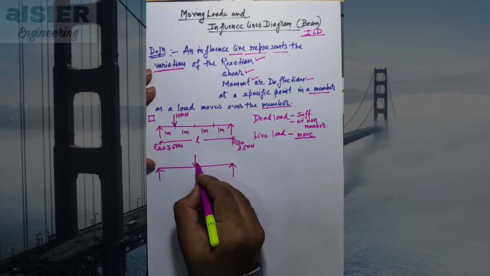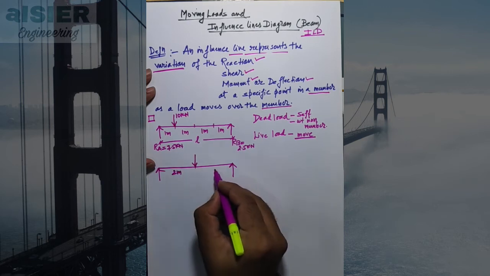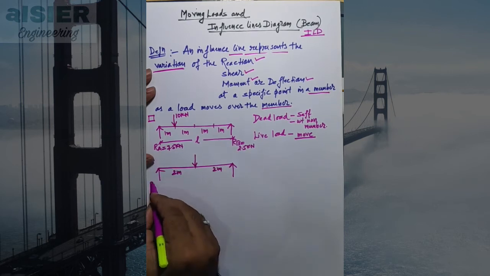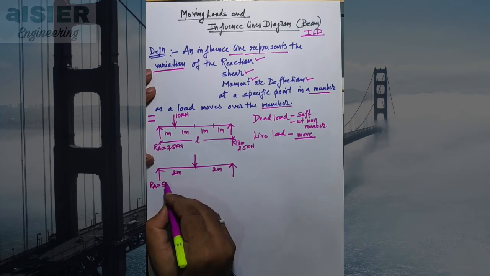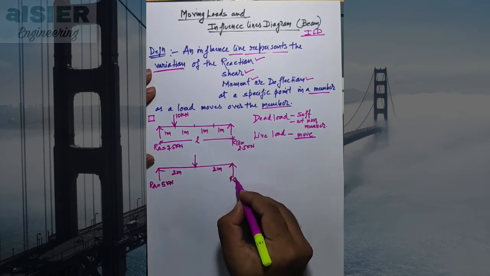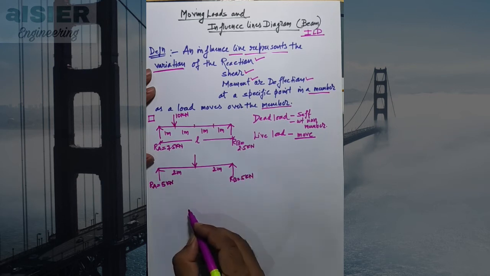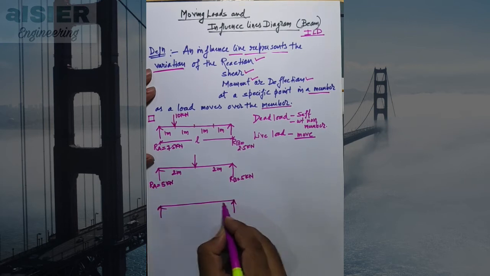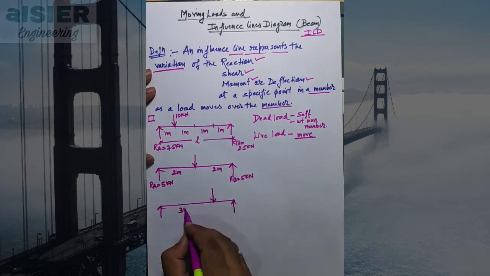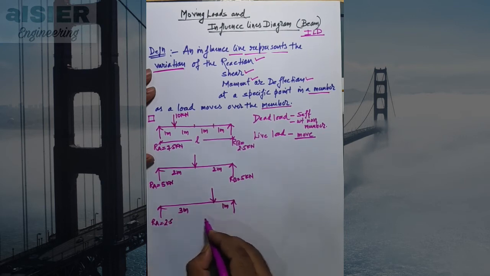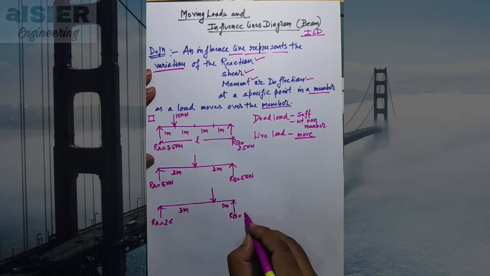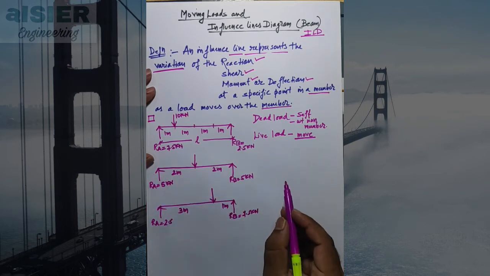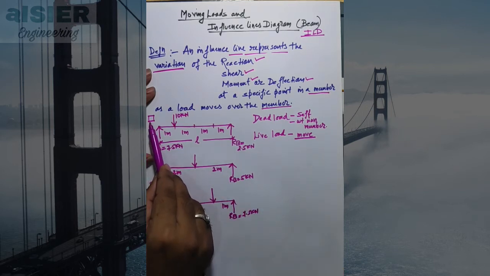Now in second case, let us consider again the same bridge, okay? But now the load is exactly at the center, 2 meter and 2 meter. Now what will happen? Value of RA is 5 kilonewton, right? And RB is 5 kilonewton. Now again it will move forward, and now the vehicle is somewhere here. This is 3 meter and this is 1 meter. Now value of RA is 2.5 and RB is 7.5 kilonewton, right?